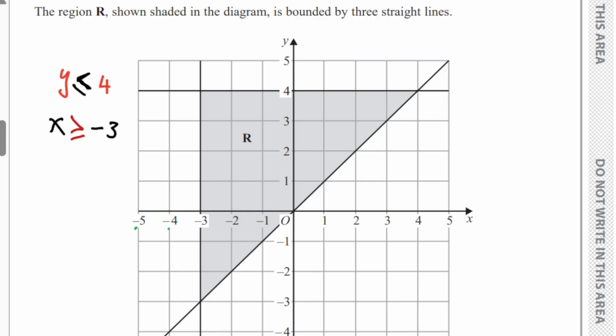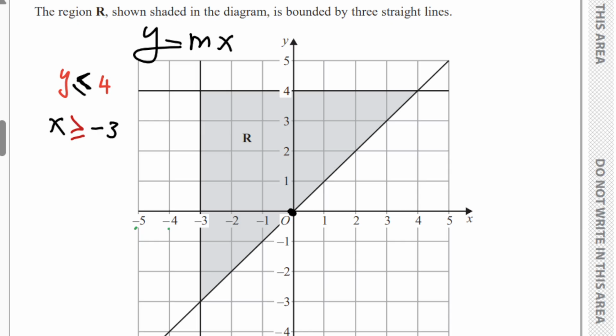Last line is this nice line here. Now, we need to find the equation of this line. It's usually y equals mx plus c, where c is the y-intercept. Since this line crosses the y-axis at this point, 0, there is no c. So it's just mx. Now, how do we find m?